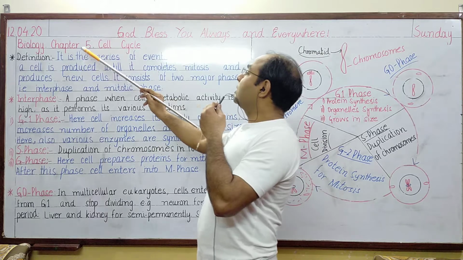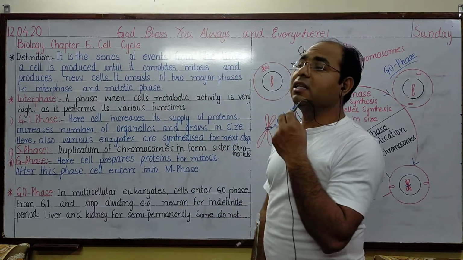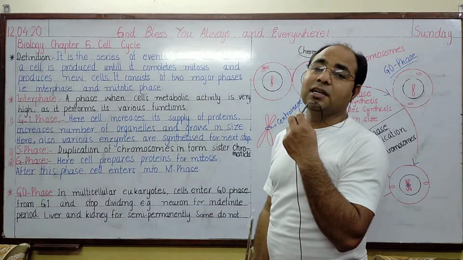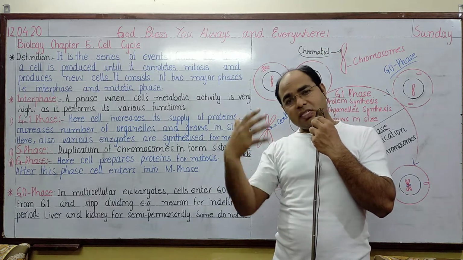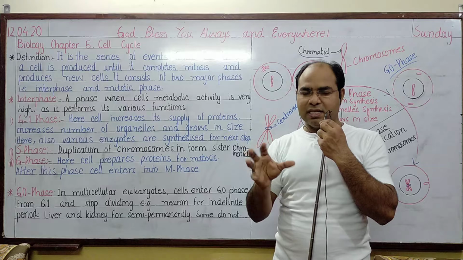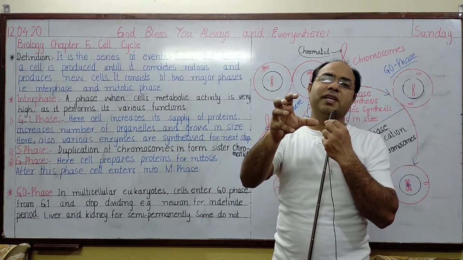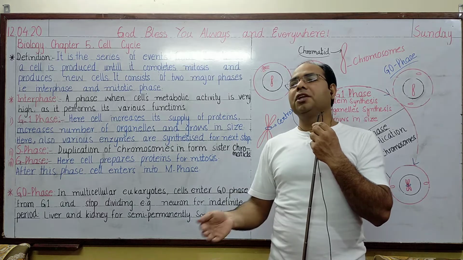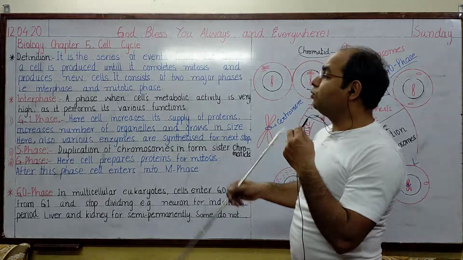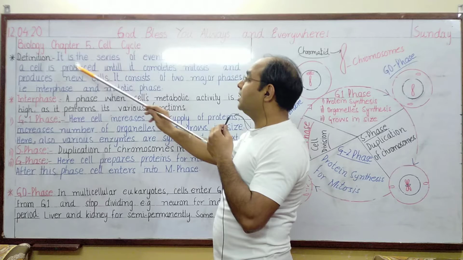Here we have to see that this cell has a cycle. That means firstly a cell is produced, and then this cell has to pass through different phases, and those phases are known as a series of events that a cell goes through in order to form a cell like that. So what is the cell cycle's definition?